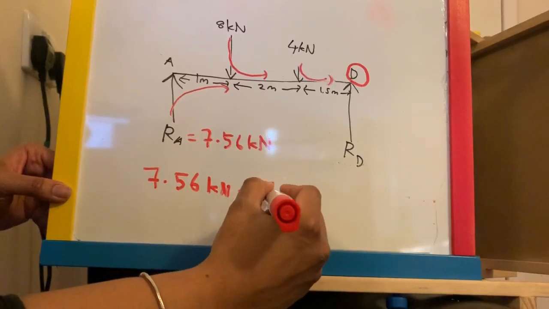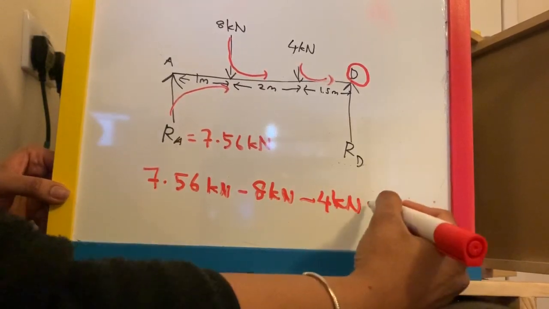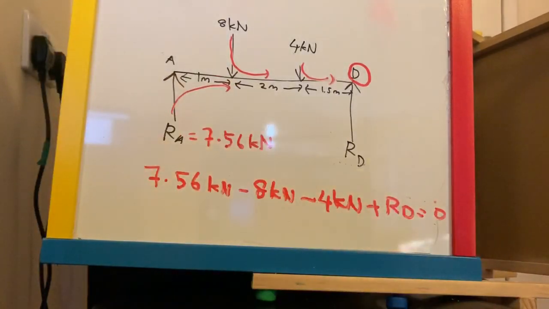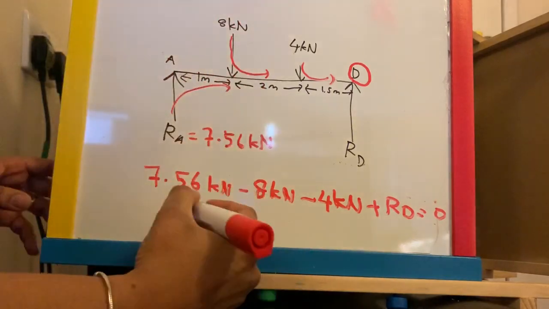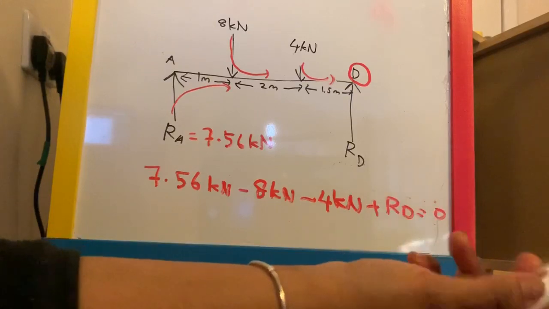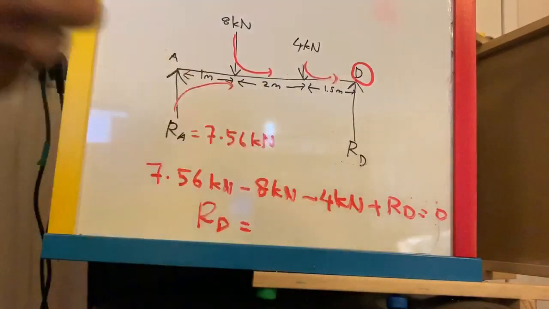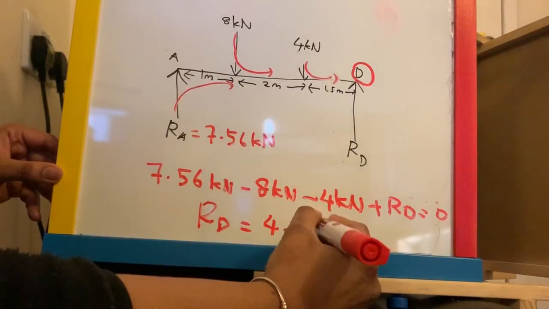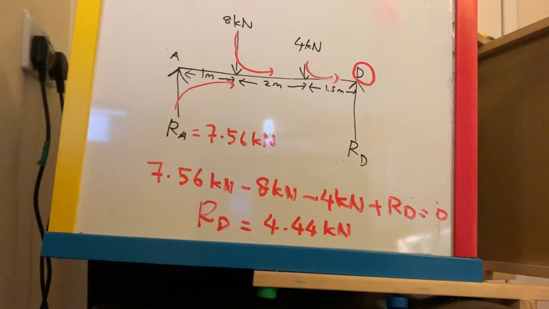Minus 8, negative, minus 4, plus RD equal to 0. So that will make it easy for you to find the value for RD. So RD, keep it on this side of the equation, bring everything else to the other side of the equation, solve it, and you will be able to find your RD, which is equal to 4.44 kilonewton. That's it.